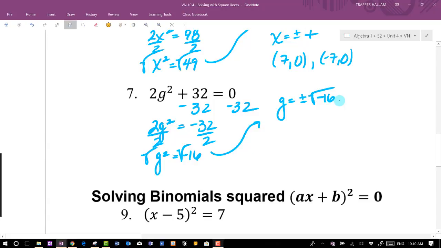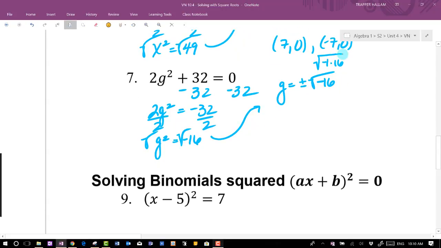Well, we know that that's an imaginary number. So that negative there, or the square root of negative 1 times 16, that square root of negative 1 there is i. So let's change that part. So g equals, and we put i out front, right? It's multiplied to the front of the radical.